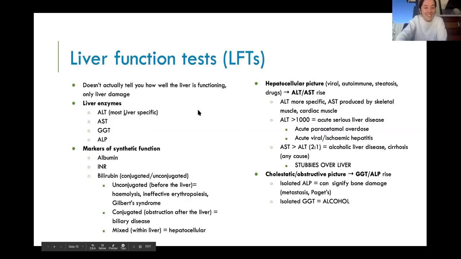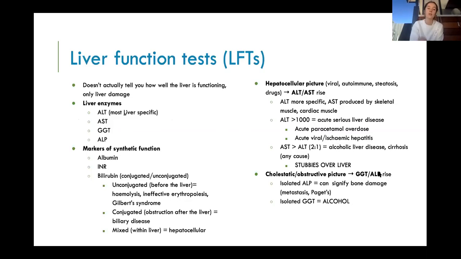And then your main ones are your ALT and AST, and they're going to be released when you have hepatocellular damage. So something like viral hepatitis, autoimmune hepatitis, or liver disease. And then you have your GGT and ALP, which is going to be your obstructive or cholestatic, so your gallbladder picture. And I remember this as gallbladder and pancreatitis with GMP, and that's how I still remember it.